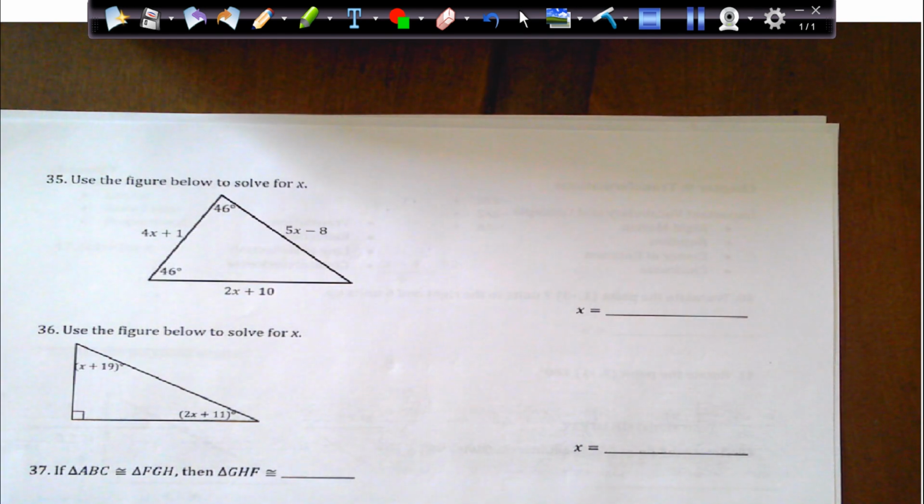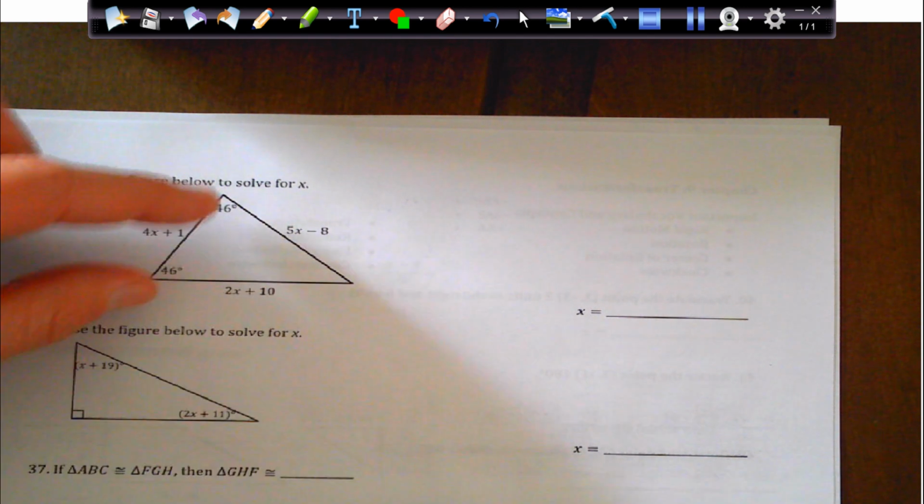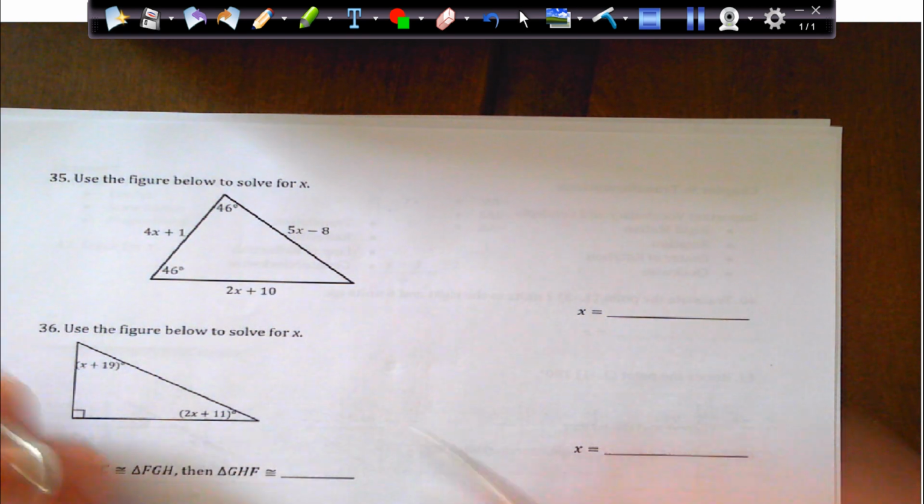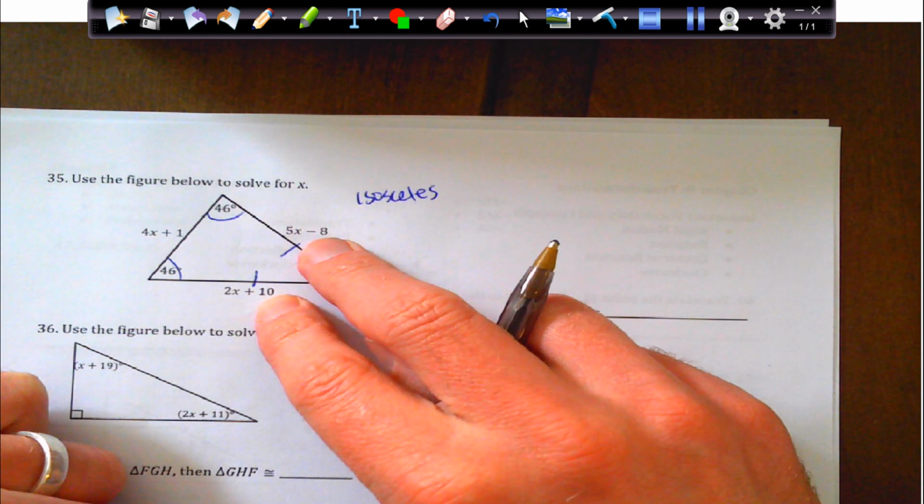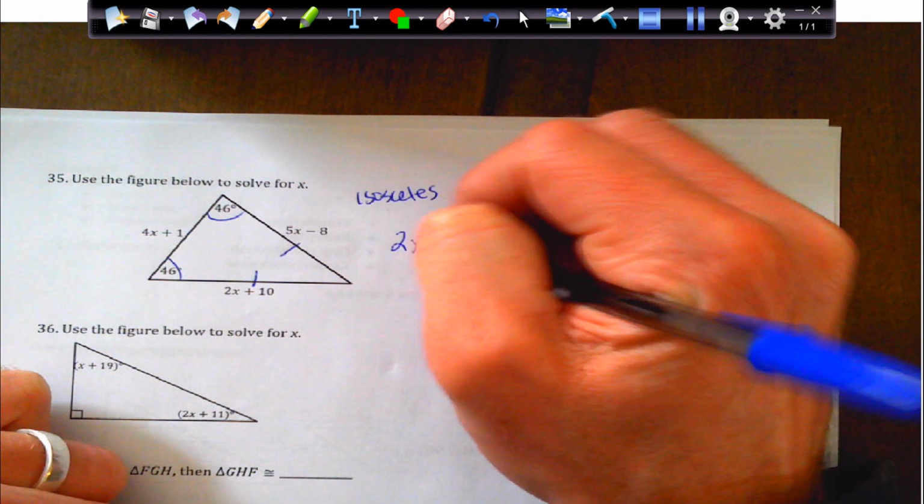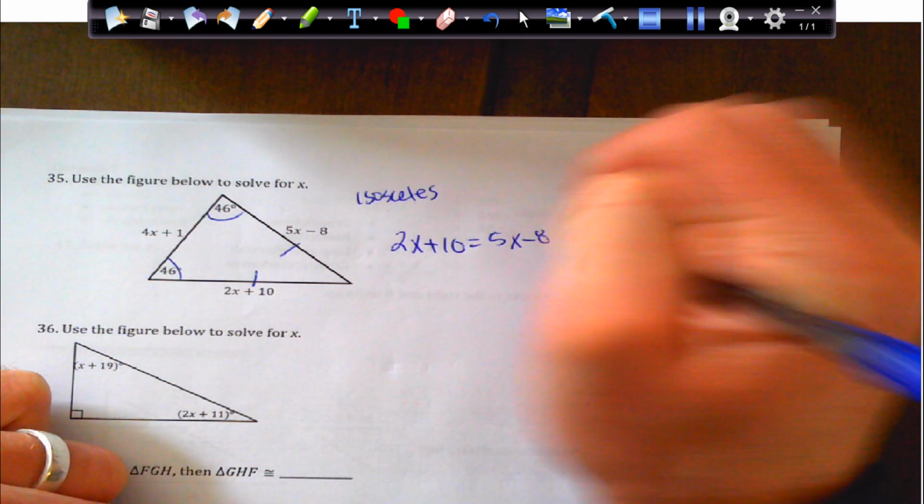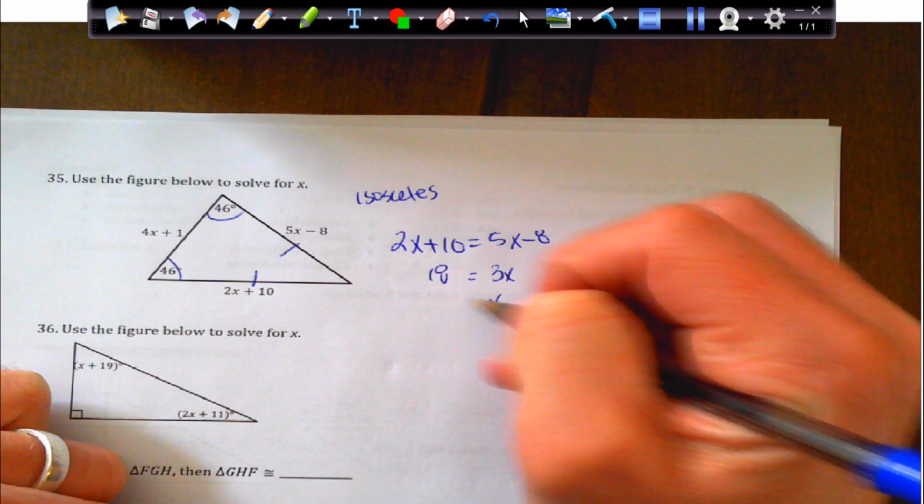Okay, this is going to be a long video. Number 35. We have all the sides, but I don't have the perimeter, so I can't add them all up. But I do have these two congruent base angles, which means these sides are also congruent. So this is an isosceles. You can prove an isosceles by its two congruent sides or its two congruent base angles. Since those are congruent, we set those two equal to each other. Subtract the 2x to get 3x. Add the 8 to get 18. Divide by 3. X equals 6.